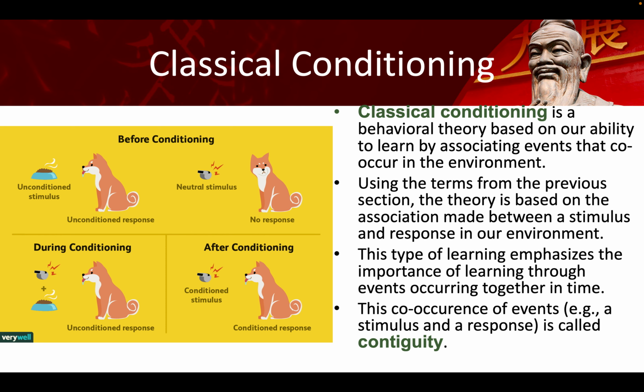Classical conditioning is behavioral theory based on our ability to learn by associating events that occur in the environment. Using the terms from the previous section, the theory is based on the association made between a stimulus and response in our environment. This type of learning emphasizes the importance of learning through events occurring together in time. This co-occurrence of events, a stimulus and the response, is called contiguity.